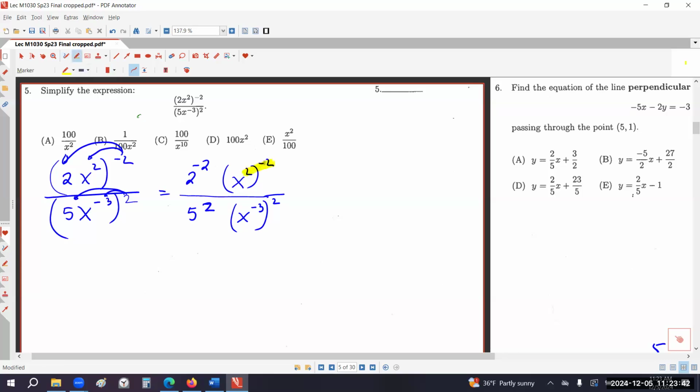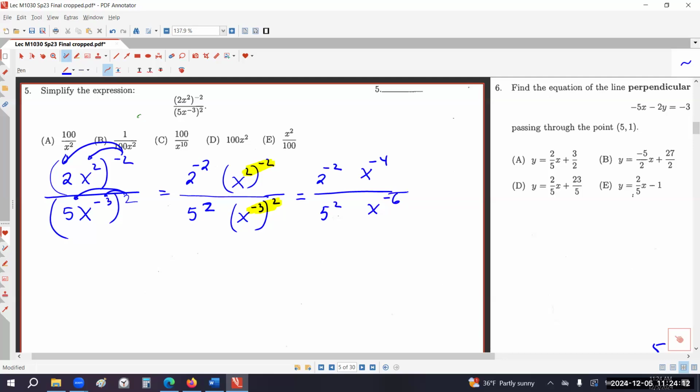If you have two powers together, what do we do with them? Add, subtract, multiply, divide. Roger, no fun. Huh? Multiplication. So 2 with the -2, x to the -4. 5 with the +2, x to the -6.